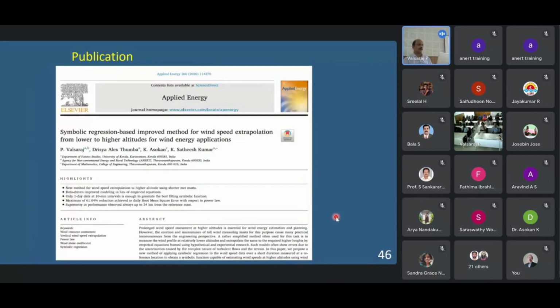And I have published a research paper based on these findings in Applied Energy, an international journal from Elsevier with an impact factor of 11.4.